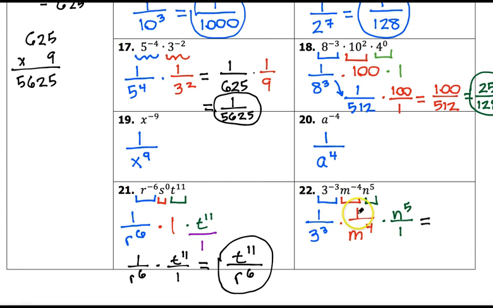On the top I have 1 times n to the fifth, so that's just n to the fifth. On the bottom we have 3 to the third power. 3 to the third power is 3 times 3 times 3, which is 27. So we get 27 times m to the fourth times 1. That would just be 27 m to the fourth power. So this fraction here is our answer, n to the fifth over 27 m to the fourth.